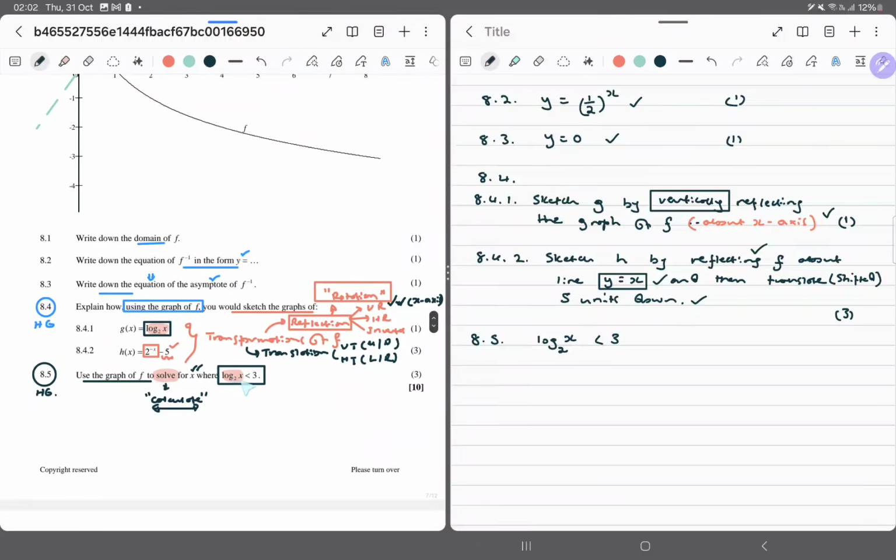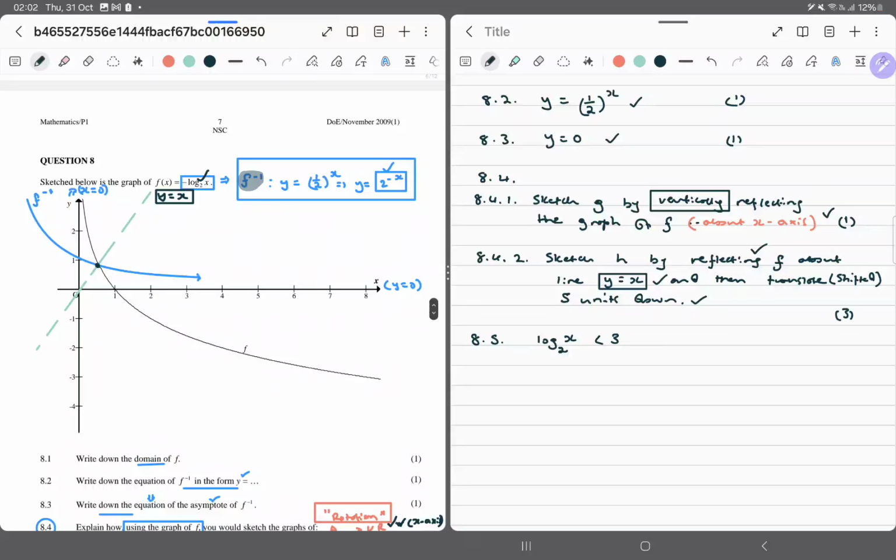We aren't going to reflect f directly, because we know that the vertical reflection of f is going to do stuff like this, basically. This would be the graph.